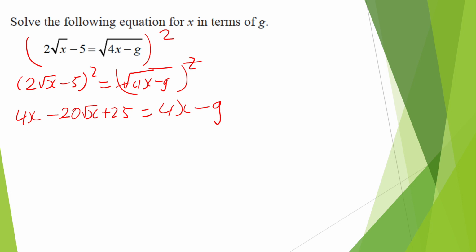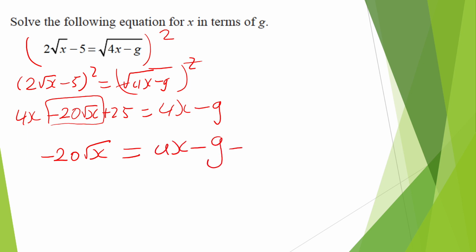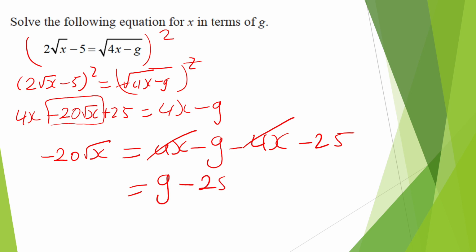Now you will have to rearrange again, because I still have a surd in here. So I'm going to rearrange everything, having the surd only on one side and everything else on the other side. I'm going to keep that negative 20 square root of x in here, and then I've got 4x minus g minus 4x minus 25. These two cancel out, so I've got g minus 25 and that negative 20 square root of x. And now I've got the surd on one side, so I'm going to square both sides.